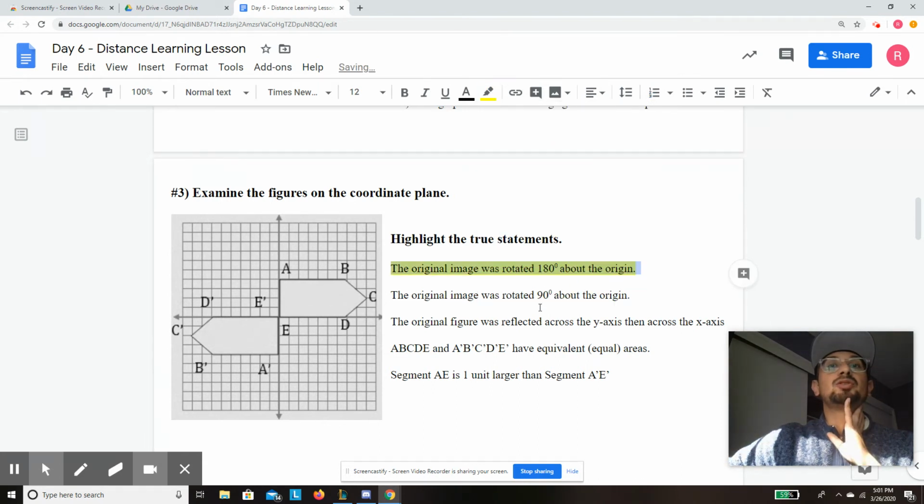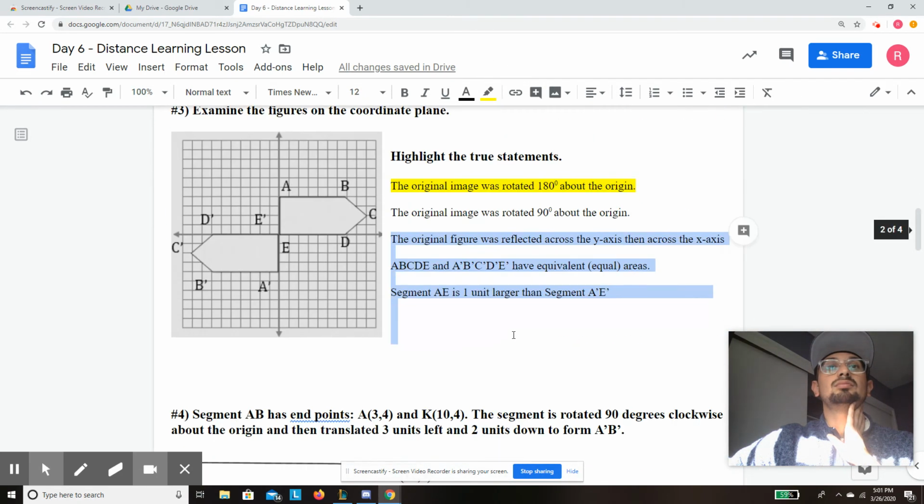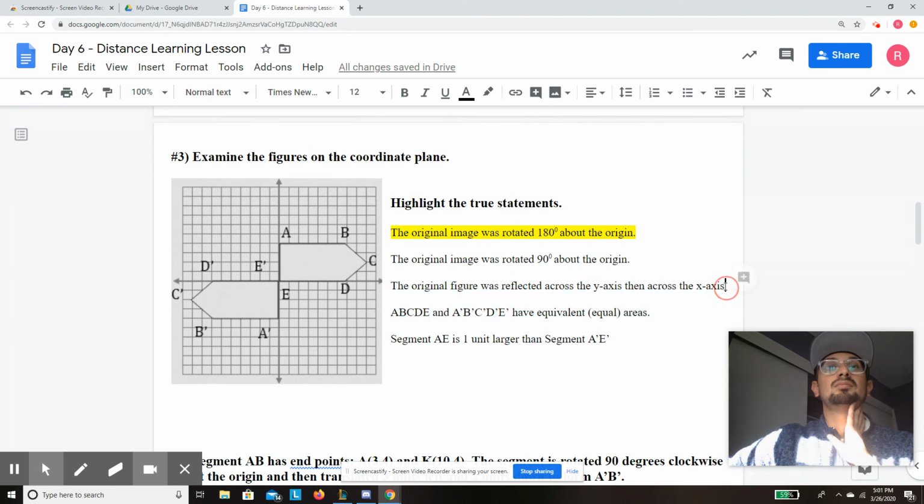The original image was rotated 90 degrees about the origin. Nope, because that would be down here. The original figure was reflected across the y-axis and across the x-axis. So you're going to go down here, and then you're going to flip down here, and that is true. So let's highlight this one.